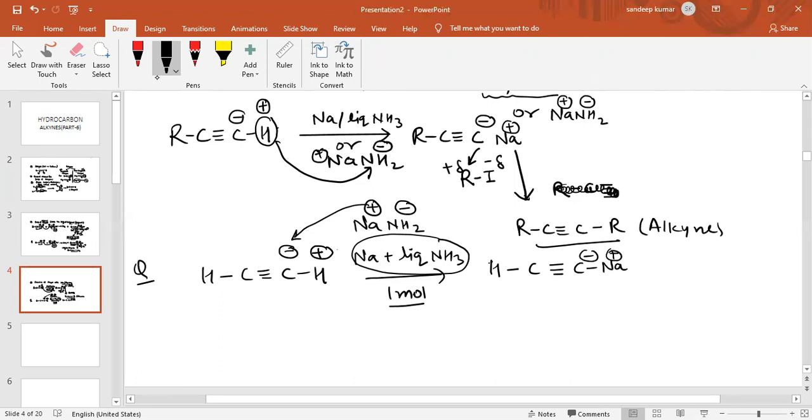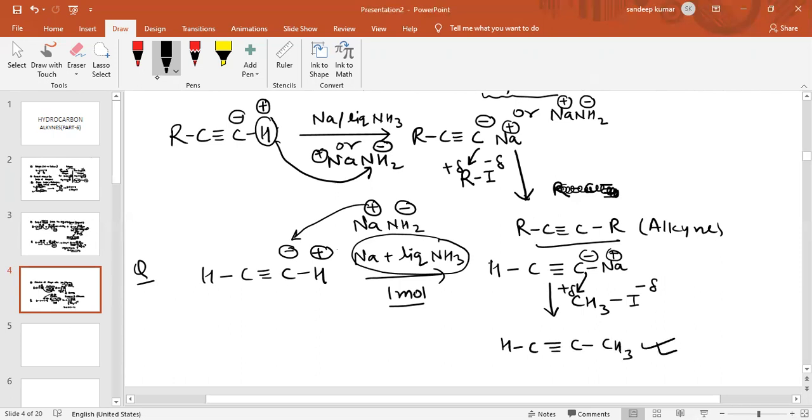If the reaction is with 1 mole only, now see, this will react with CH3I. So I will carry a partial negative charge and this carbon will carry a partial positive charge. So this negative charge will attack the positive carbon. So the compound obtained is H-C≡C-CH3.